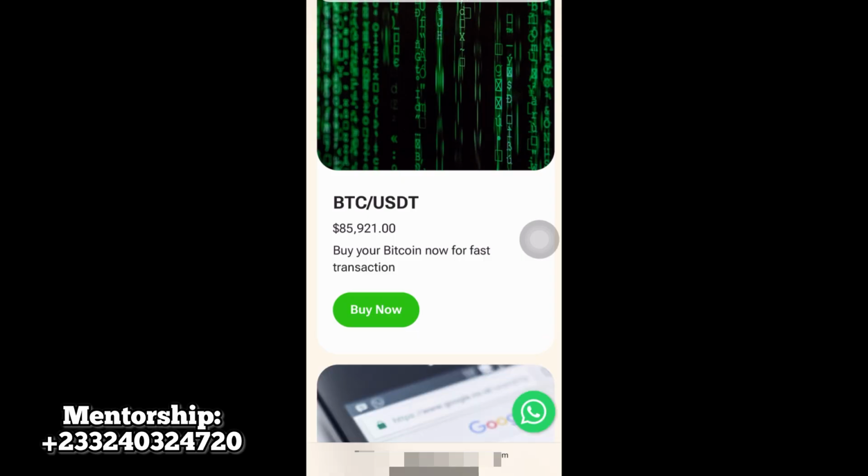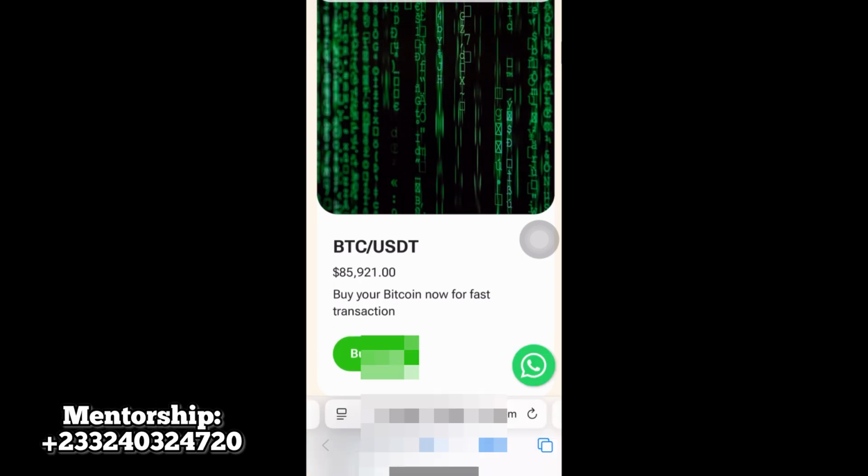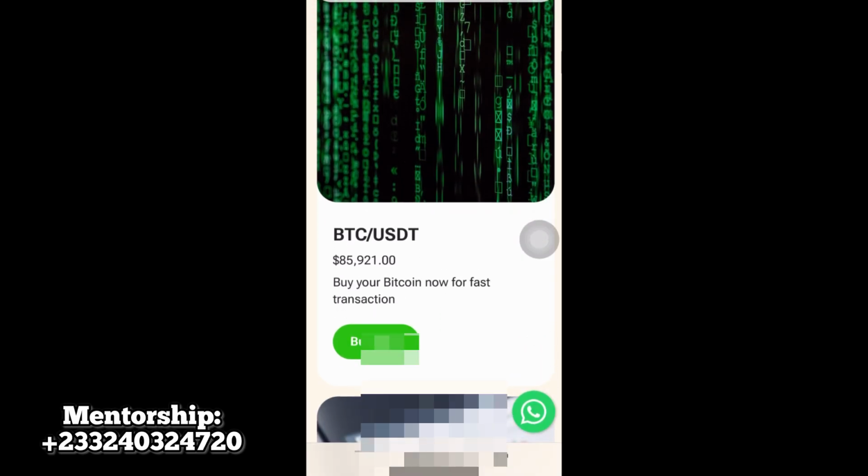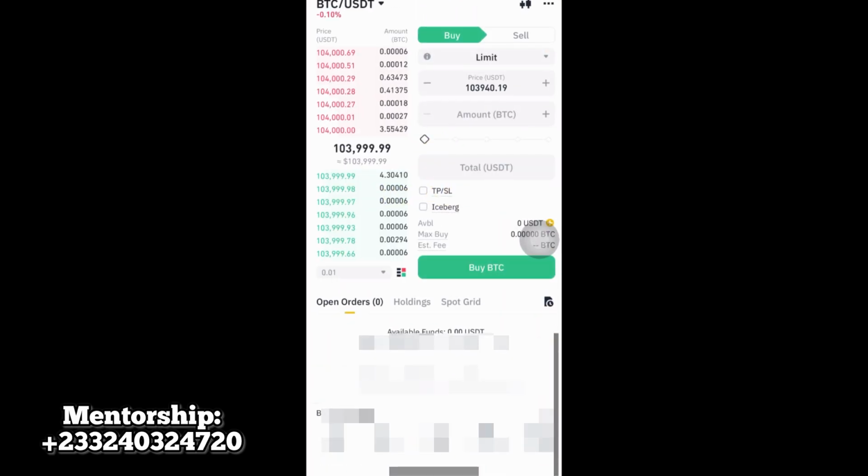Here, the BTC over there is 85,921, and on Binance it is $104,000. So it means that if we buy it from here and we sell it over there, we are making 18,000 profit if we are using one BTC. Just one trade, you're making a profit of what? $18,000.